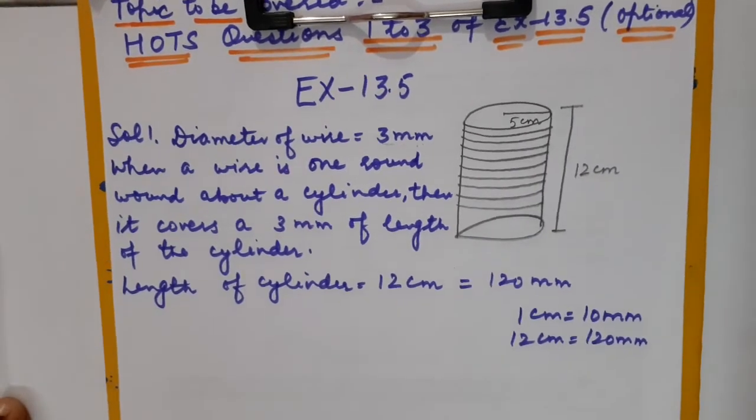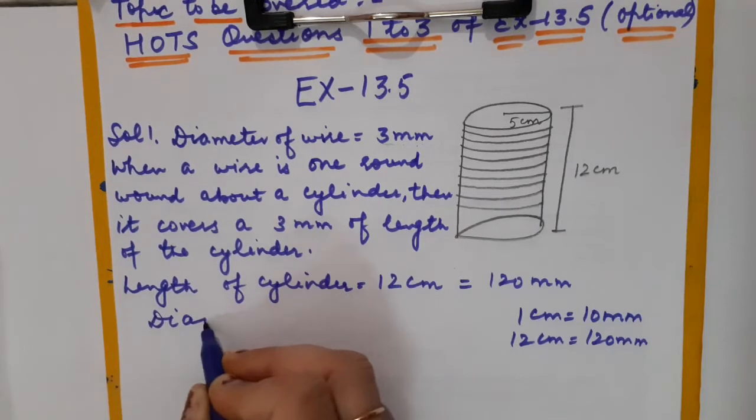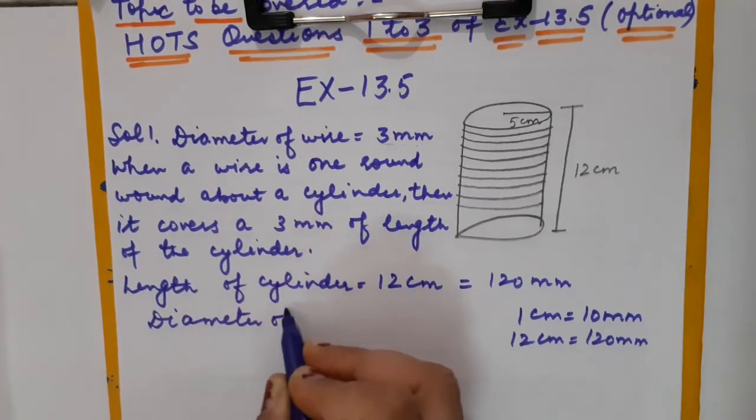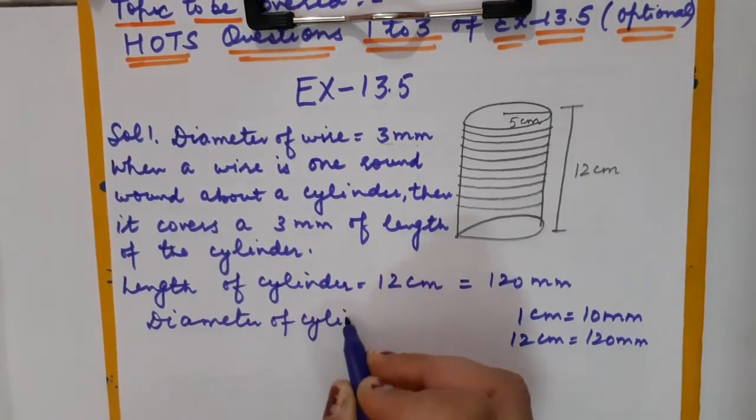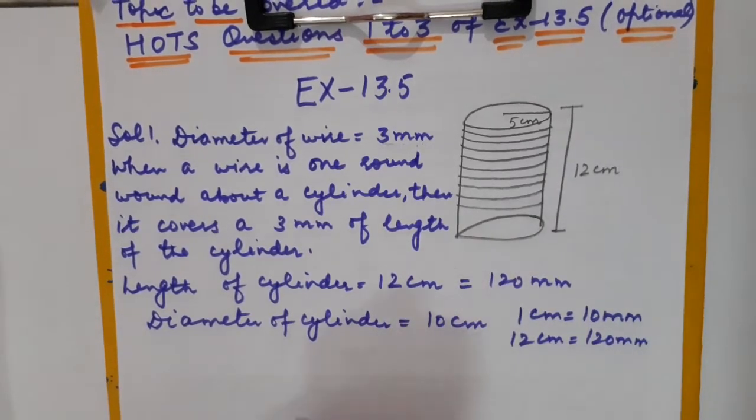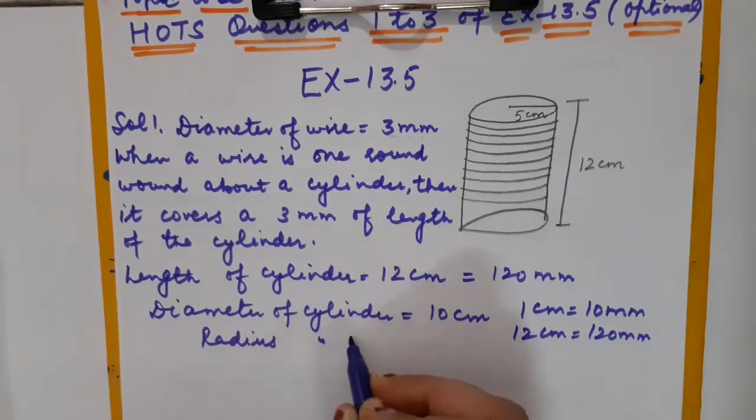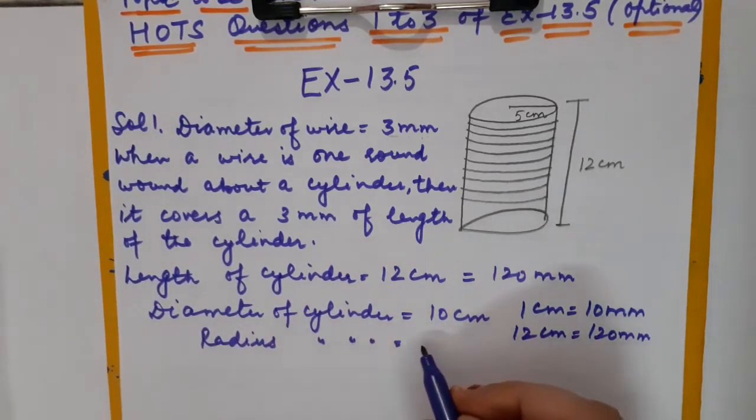Correct? Now, what else is given to us? We have the diameter given. Diameter of the cylinder is 10 centimeters. So, let us calculate the radius of the cylinder. Radius of the cylinder will be 10 by 2, that is diameter divided by 2, which is equal to 5 centimeters.